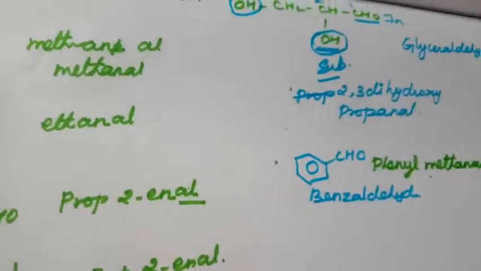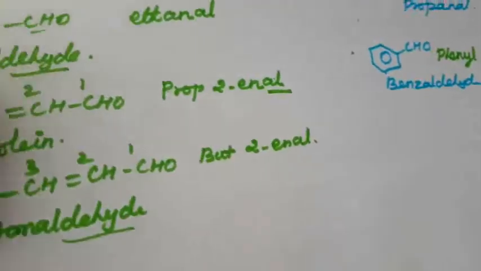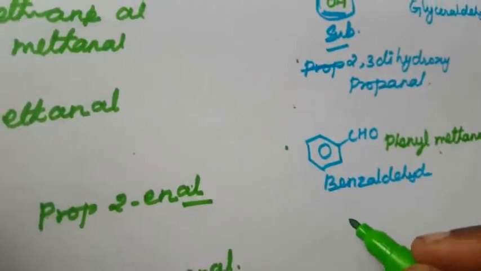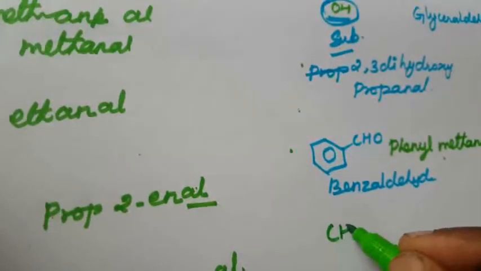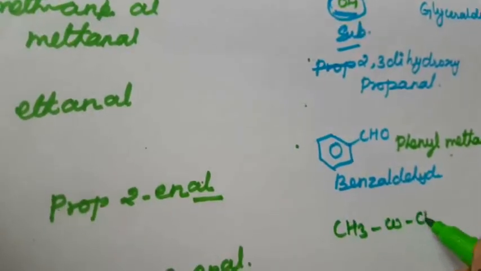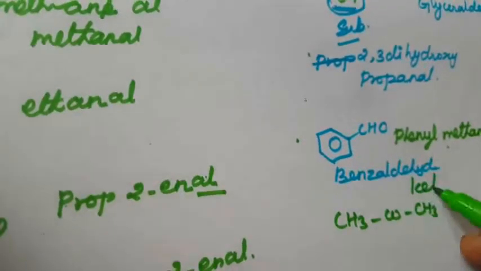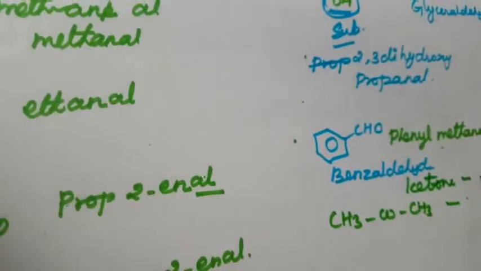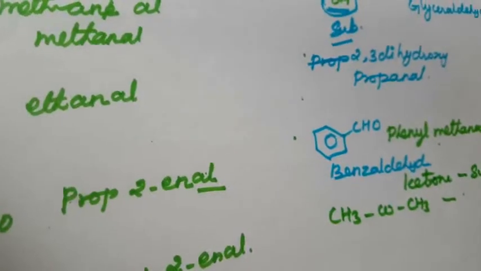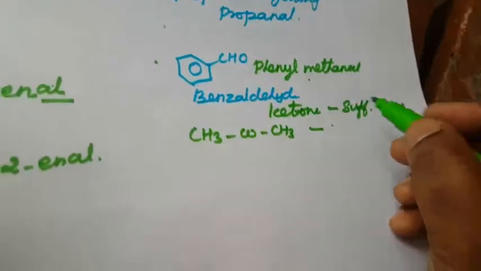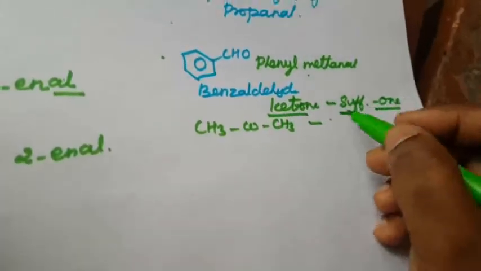So next is the ketone. These are all the aldehyde functional groups. The next one is the ketone functional group. What is the ketone functional group? That is CH3, CO, CH3. Ketone means the suffix ends with ONE. Okay, the suffix ending is ONE. That is the ketone functional group.